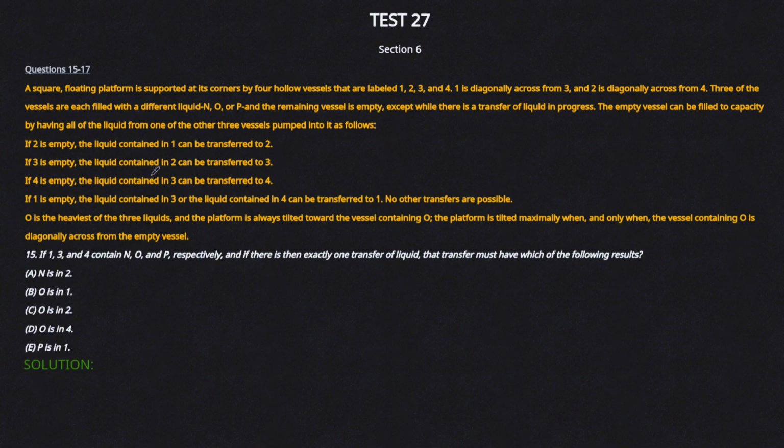If 4 is empty, 3's liquid will be transferred to 4. And if 1 is empty, 1 of 3 or 4's liquid will be transferred to 1, and nothing else will take place. O is the heaviest of the three liquids, and the platform is always tilted towards the vessel containing O. The platform is tilted maximally when and only when the vessel containing O is diagonally across from the empty vessel. Okay, let's go over the question.